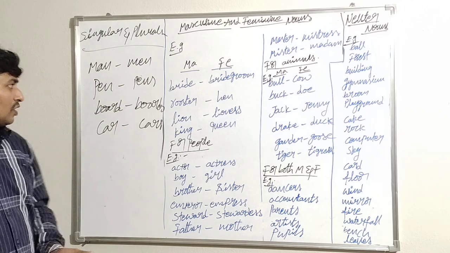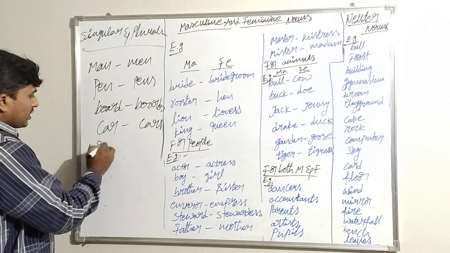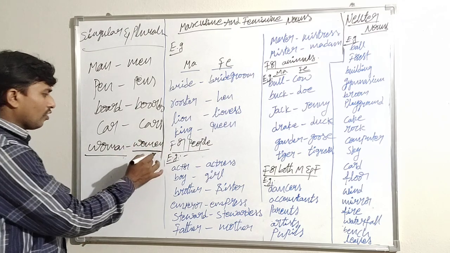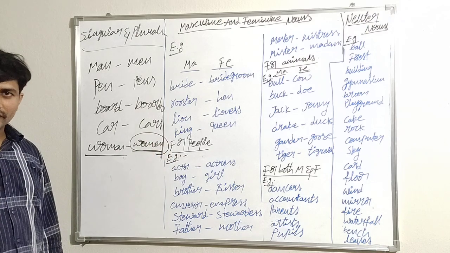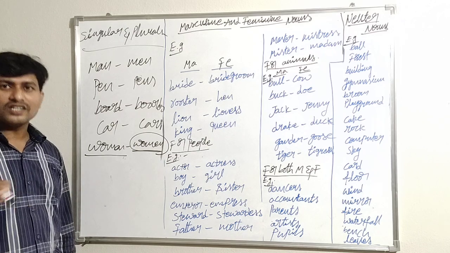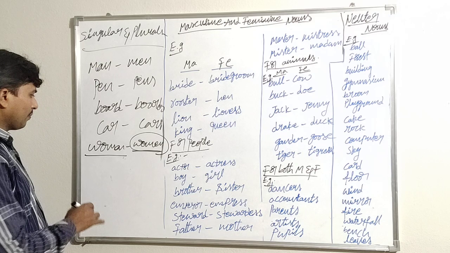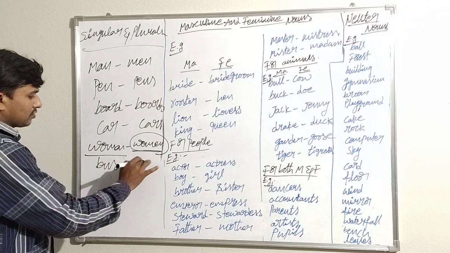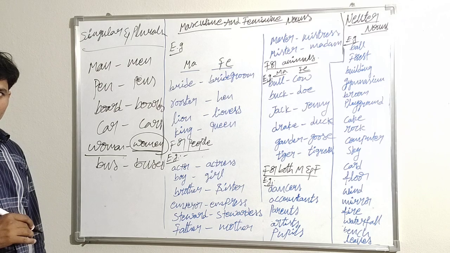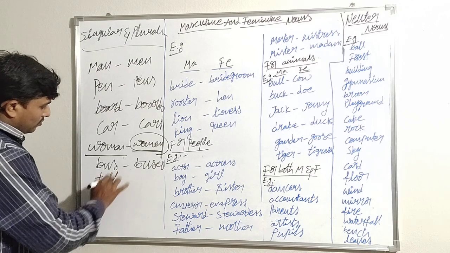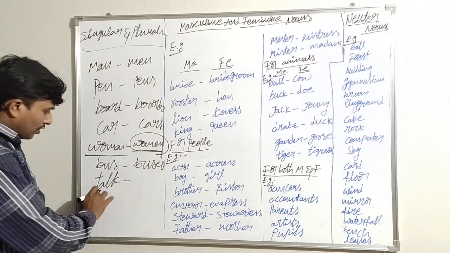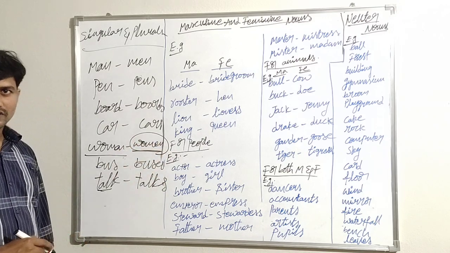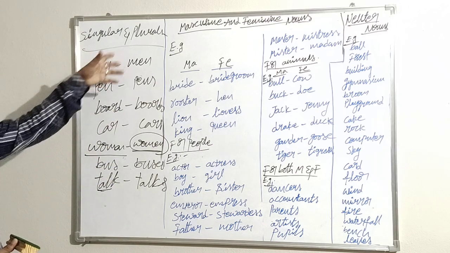Like here, woman, women. What is the pronunciation of W-O-M-E-N? It is not woman, the right pronunciation is women. And see here, bus, buses. Also talk, which is of course a verb, but here it is a noun, talks. Do you understand what I said? So these are the singular nouns and plural nouns.